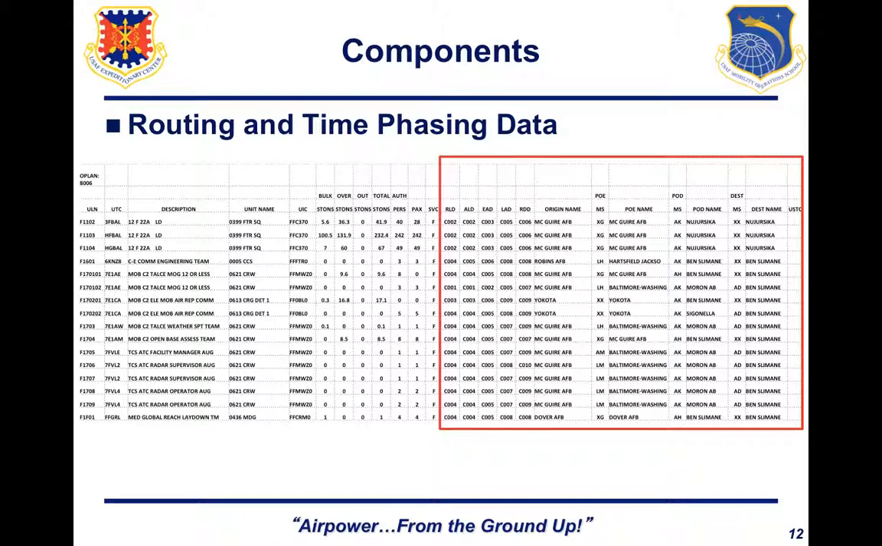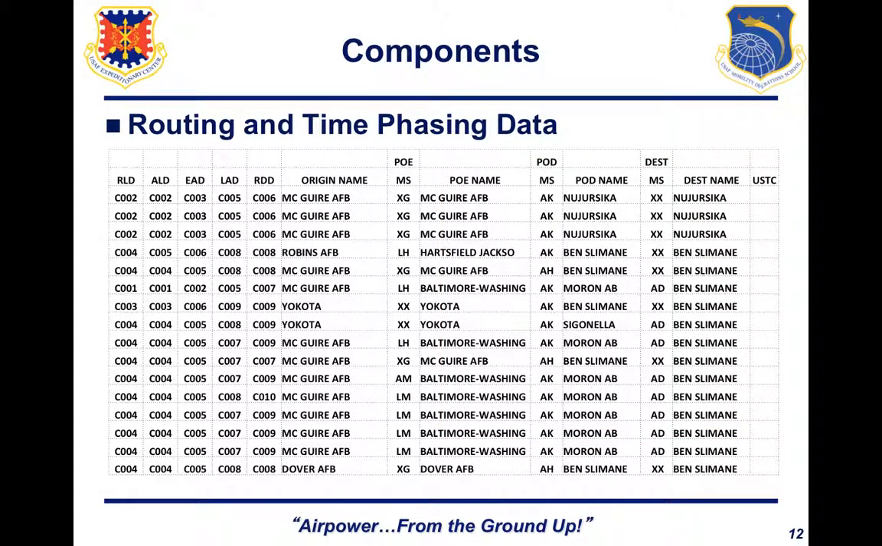Routing and time phasing. How are we going to get there? Well, this basically tells you that information. We start at the RLD. Each one of these dates is associated with a location. The RLD is associated with the origin, which in this case is McGuire Air Force Base. The capability that's leaving McGuire Air Force Base has to be ready to load at the origin on C2. So what this is basically saying is at C-day plus 2, that line of entry at McGuire needs to be ready to go.